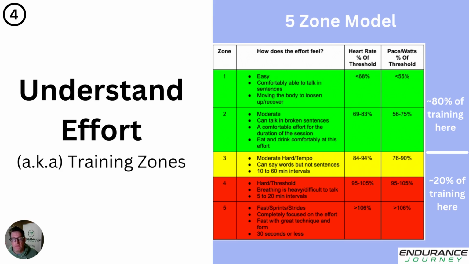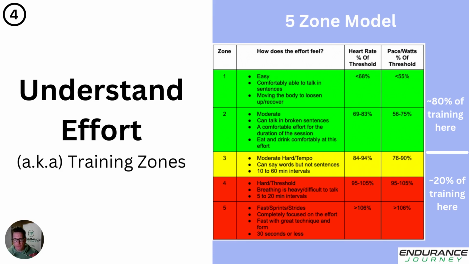Zone 2 is more of a moderate effort. This is when we're doing a lot of our aerobic conditioning for our long endurance type of training sessions. This is where you can talk in broken sentences. It's a comfortable effort for the duration of the session. That's really important. A moderate effort should be comfortable for the duration of the session. You should be able to eat and drink comfortably at this effort.